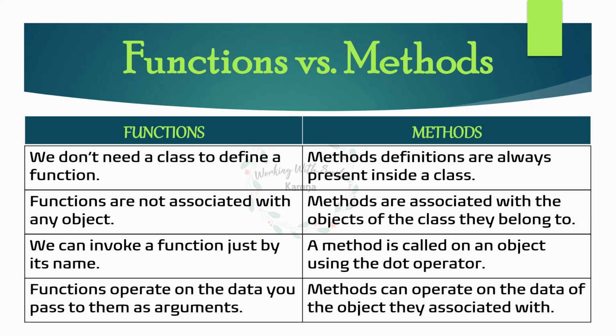Functions always operate on the data which is passed to them as an argument or parameter, whereas in the case of methods, it's the data of the object which has been used to invoke the method.